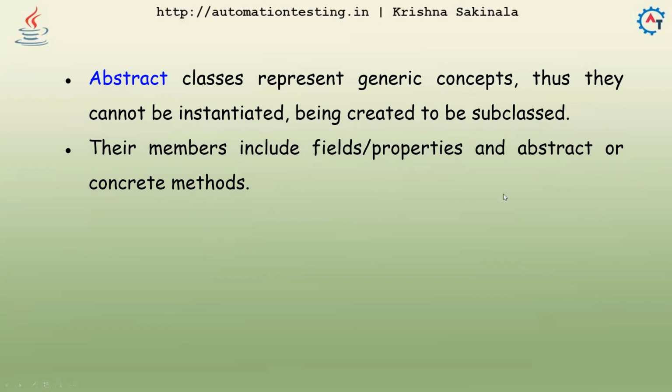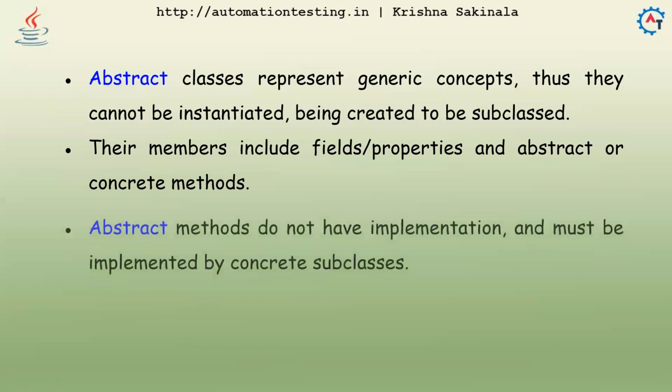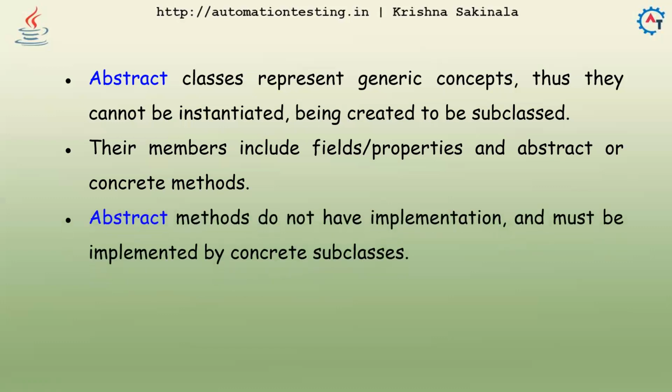This is not the end actually. The members include fields or properties and methods, which might be abstract or concrete. Concrete means the normal methods. We write something and implement it, meaning we have some logic inside that method. That is called a concrete method. We will see with an example. Abstract methods do not have implementation and must be implemented by concrete subclasses. So abstract methods are empty methods, which should be implemented in the subclasses as concrete methods.